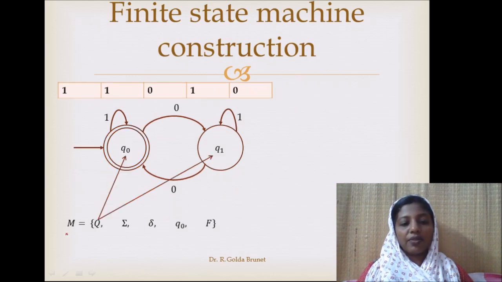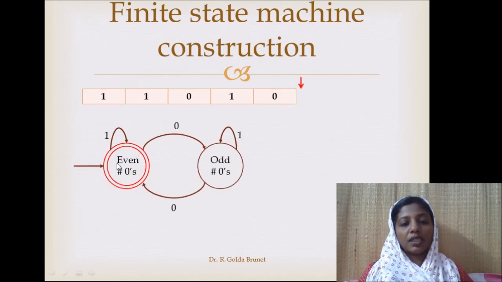Let's now formally define the finite state machine, or deterministic finite state automata, DFA. It is represented by M with 5 entities, which is a tuple. Sorry for this bracket, I have to have an open and close bracket instead of the set bracket. It's a 5-tuple. So Q is a finite set of states. Here we have 2 states, Q0 and Q1. And what is this Q naught? Q naught is equivalent to this even number of zeros.